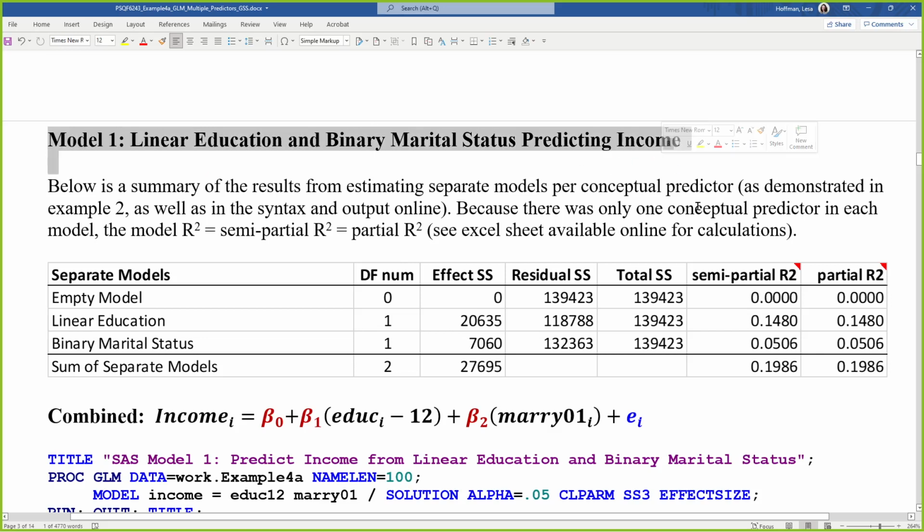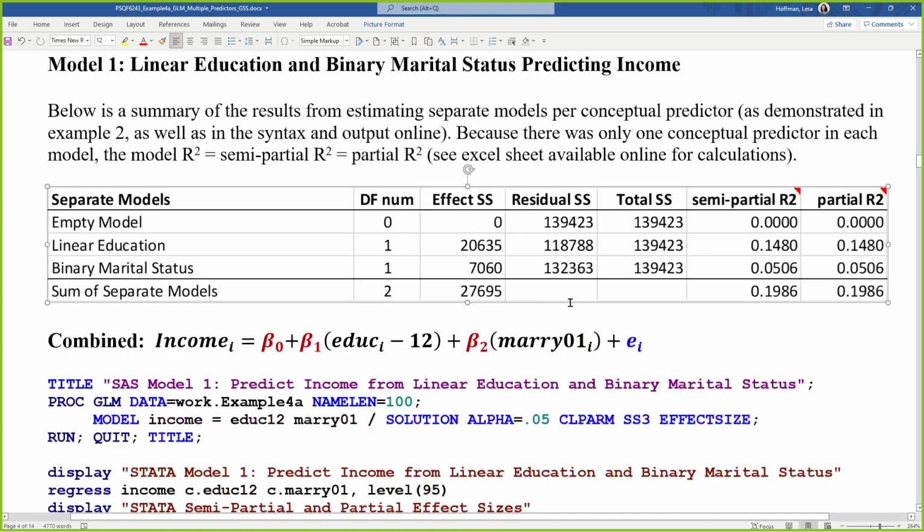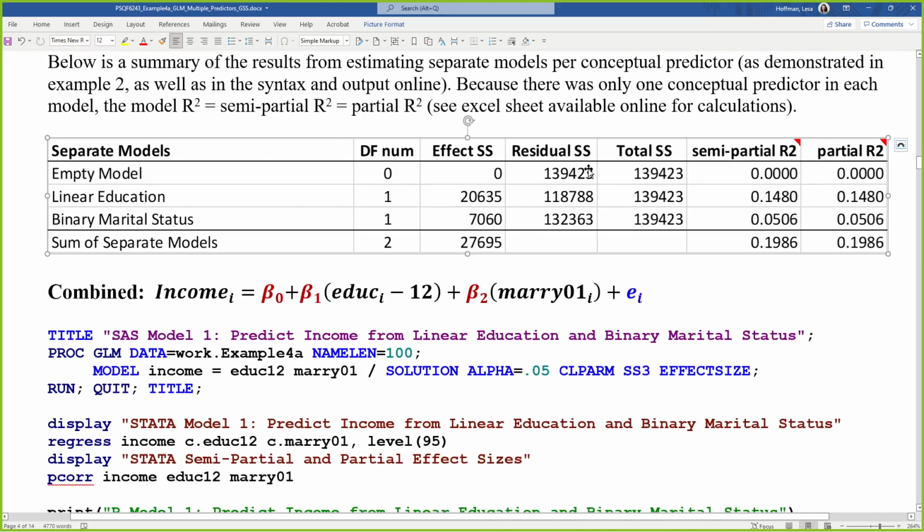But now we're actually ready to do something with the 5 minutes we have left, of course. So here is a summary. I built an Excel sheet that's in your download packet, that's where these tables came from, of what happened when the two predictors for linear education and binary marital status were by themselves. So in example 2, this is where these numbers came from. And in the download folder, I re-estimated those models so you could see them again.